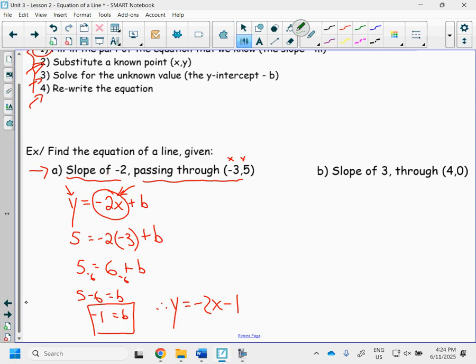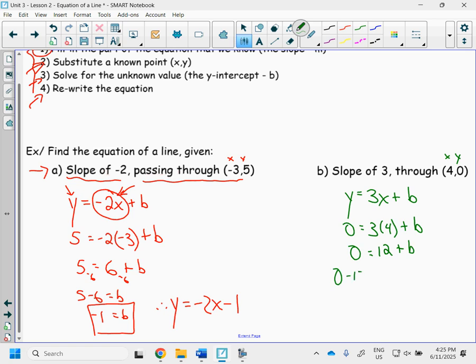Try this one yourself. Exact same steps, exact same ideas, different numbers. So y equals m, x, and b. I'm going to plug in a point that I know, 0 for y, 4 for x, solve for b. Get rid of your brackets, multiply.